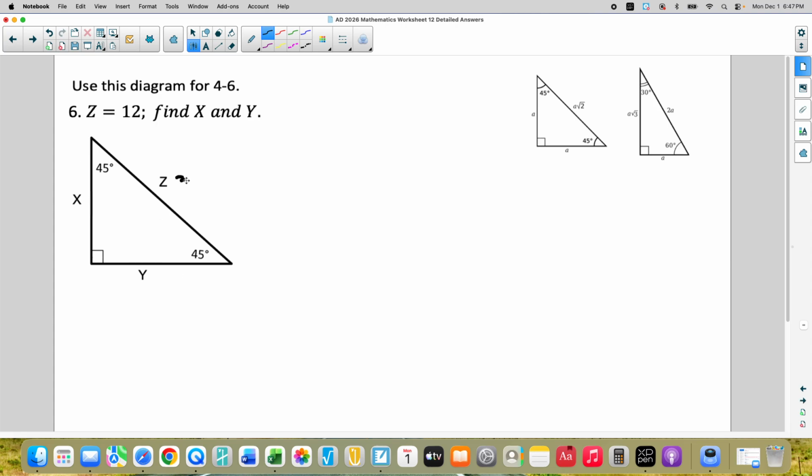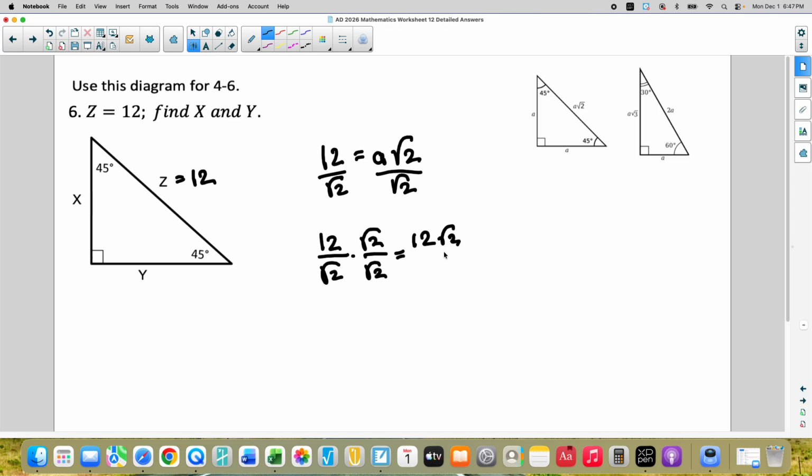Now they tell you that the hypotenuse is 12. So my hypotenuse equals a rad 2. We'll divide by rad 2, divide by rad 2. Again, we can't have rad 2 in the denominator, so we're going to rationalize it. What's going to get rid of a rad 2 is another rad 2. So 12 rad 2 over 2, which simplifies to 6 rad 2. So each of the side lengths is 6 rad 2.